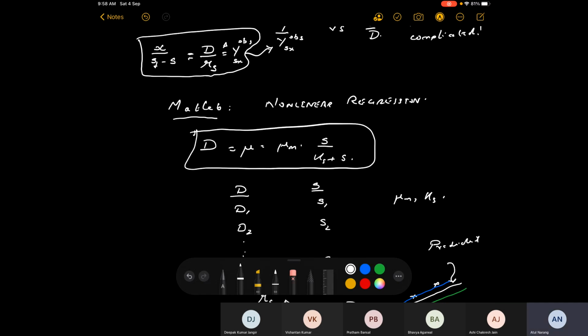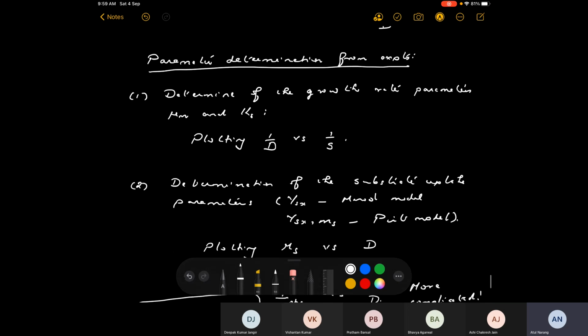But then ultimately, you can just put that data into MATLAB, and it'll immediately give you the best parameters. You have to give MATLAB an initial guess of mu m and Ks. These initial guesses you can get from your Excel 1 over D versus 1 over S fit. It will produce some mu m and some Ks. Those can be used as guesses to put into MATLAB, and that will give you the most accurate numbers. Now, why MATLAB is better than the linear fits is actually, again, part of statistics, so we'll skip it.